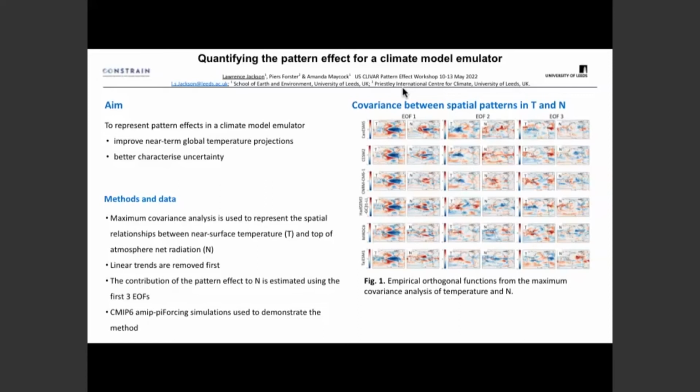To illustrate the approach, we've used the AMIP PI forcing simulations from CMIP6. And just to briefly summarize some of the initial findings, the maximum covariance analysis produces very spatially coherent EOFs for the temperature with good consistency across the 6 different climate models that we've looked at. The associated EOFs for the top of atmosphere radiation, however, vary much more between the models.